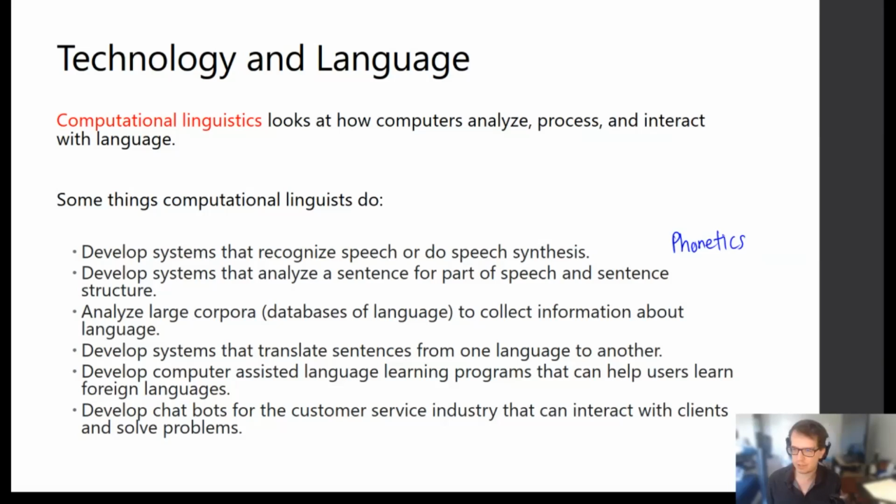Another side that's very important is part of speech and sentence structure. That's doing it at the same time. So as it's converting my sounds into words, it's also building sentences. So there's the syntax part of it as well. Computational linguists might not be building that kind of stuff. They might just be looking at large databases of language, and they might just be trying to find patterns, trying to develop the field. So they could be working on the theoretical aspects of language, trying to develop linguistic theory and help linguists find patterns that might be really difficult to find.